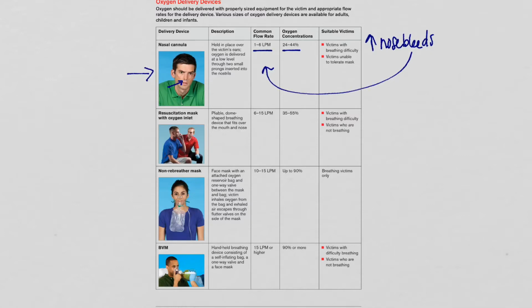Now, who is this suitable for? It's suitable for conscious patients or patients with difficulty breathing, or patients who maybe don't like having a mask on their face. So an example would be these next 3 types of devices we're going to talk about are going to be devices that actually go over the patient's face, right? The nasal cannula is the only device that does not cover the patient's face. So if you have a patient who maybe is claustrophobic or doesn't want anything over their face, then this is your only option. If you have a fixed flow rate device, you better hope and pray that it falls between that 1 and 6 liters per minute.